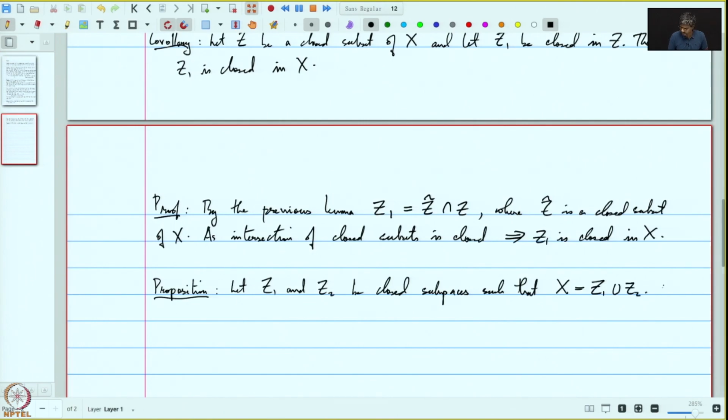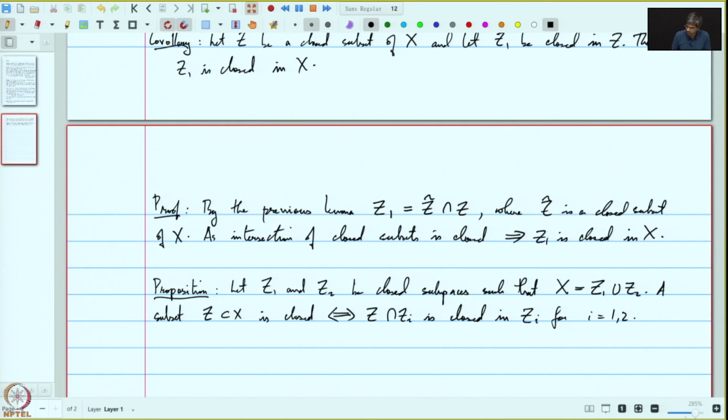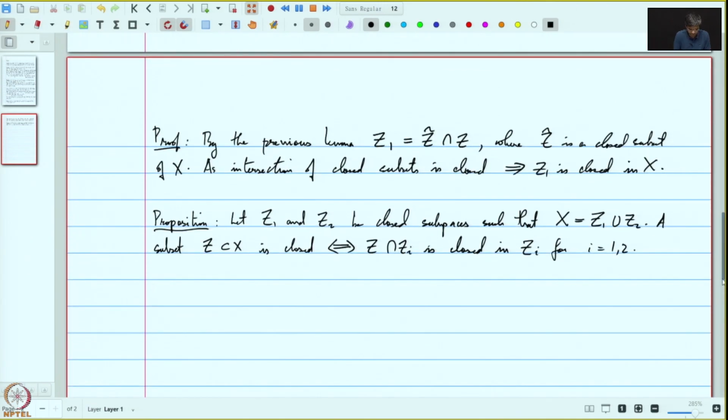Okay, so a subset Z containing X is closed if and only if Z intersection Zi is closed in Zi for i equal to 1, 2. Okay. So this proposition will have a useful corollary, which we will see next, but let's prove this proposition first.